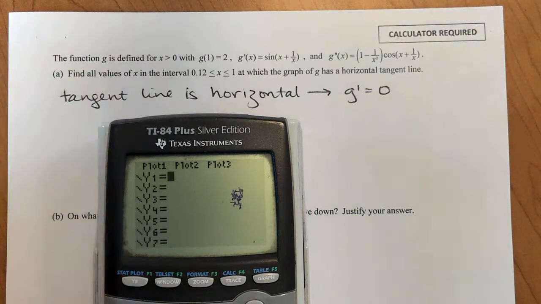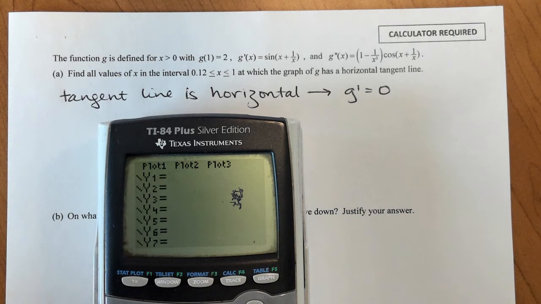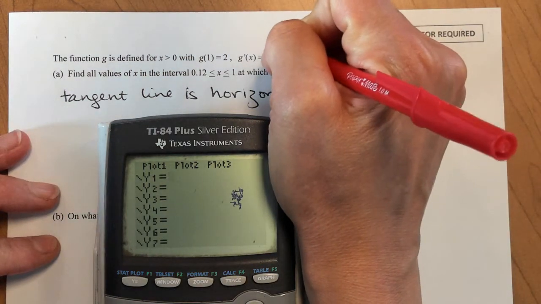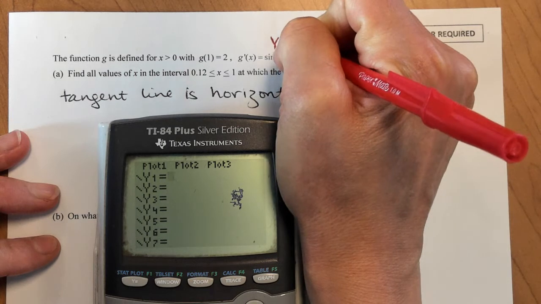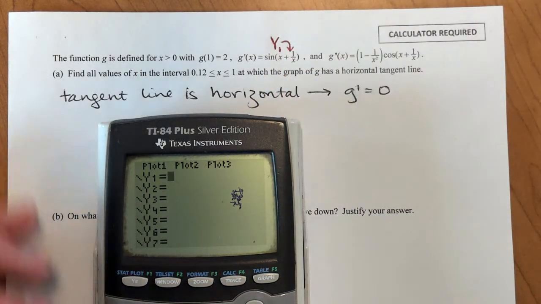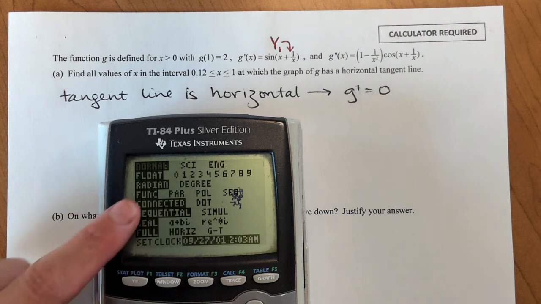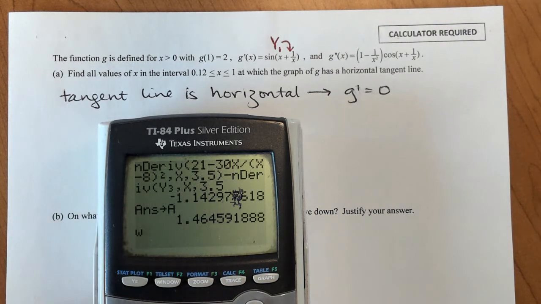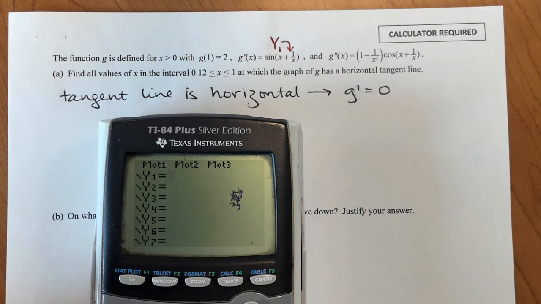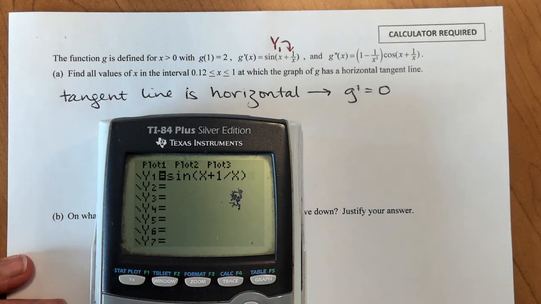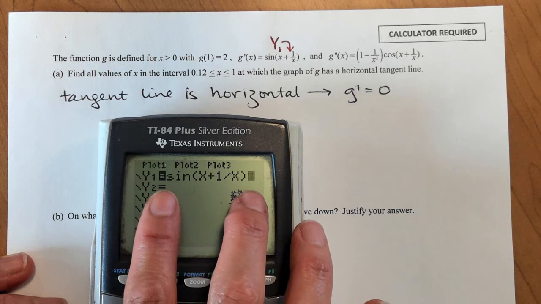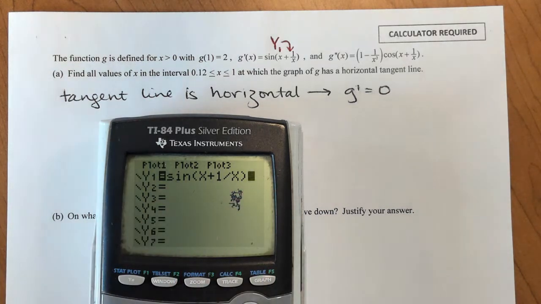Okay, so I'm going to put the first derivative equation into y1. Let's set that up right here. So y1 is going to be the first derivative. First, I'm going to make sure I'm in radians, which I am. And in y1, I'm going to type the sine of x plus 1 over x, okay? And I want to know when this equation equals 0, or in other words, when this equation crosses the x-axis.